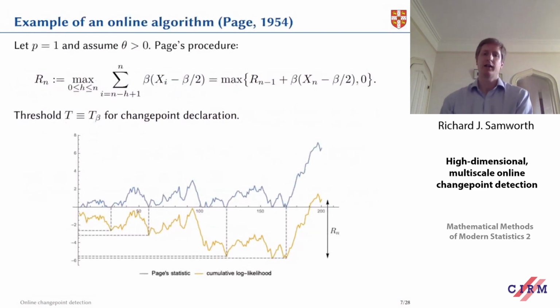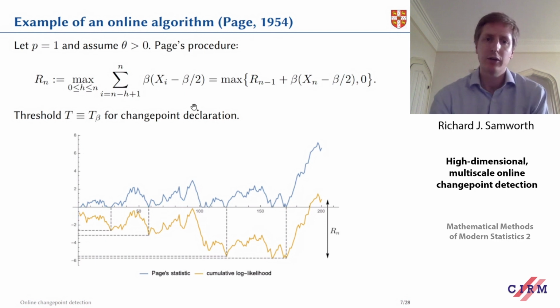Okay, let's try and get some more insight into sorts of restrictions that are imposed by being an online algorithm. Here is an example of an online algorithm. It's due to Page and dates back from 1954. And so he defined an online algorithm in the case where p equals 1, and I'm going to assume for simplicity that the change theta is positive.